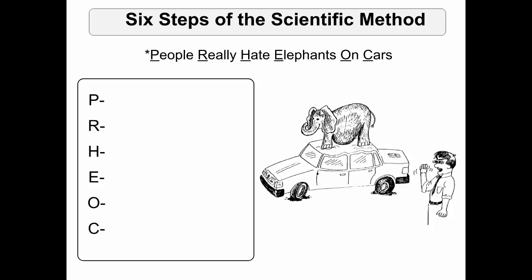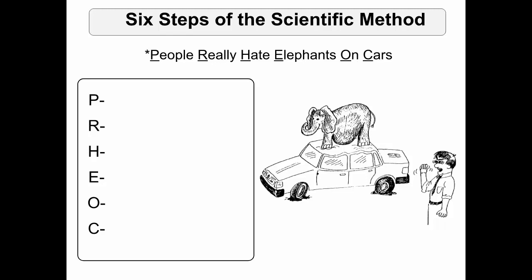To help you remember them, I have a little sentence here. The sentence is, people really hate elephants on cars. If you can remember that exact sentence, you'll be able to remember the name of each step in the scientific method. So remember the sentence, or if you look at this picture of Mr. Akiri standing on the car, if you remember that picture, then that will help you to know the steps. Each letter stands for one of the steps of the scientific method.